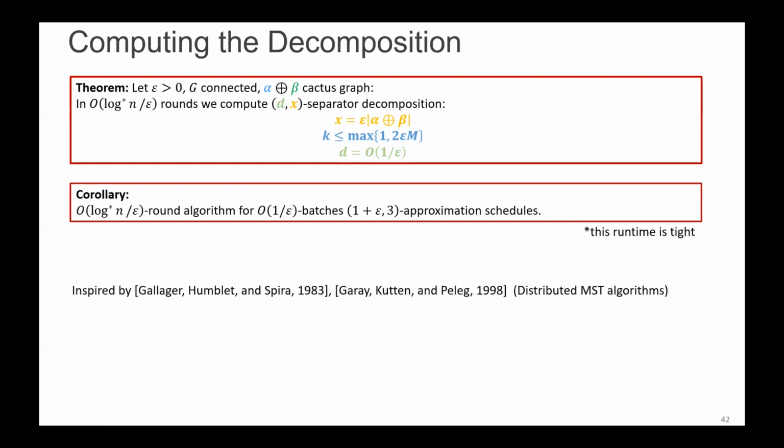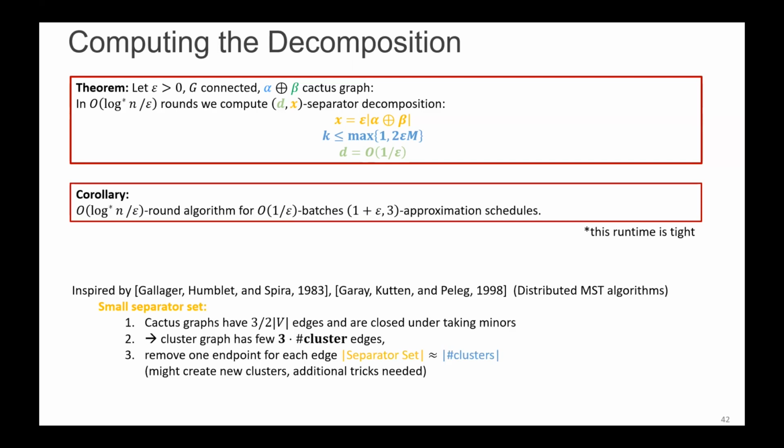Let me just say that the algorithm for this cluster merging is inspired by GHS and GKP. So these are distributed algorithms for computing MSTs. So basically what we do here is we initially make every vertex their own cluster, and then we keep merging clusters to grow larger and larger clusters. And what is the main reason why we get a small separator set? Because then these clusters are not separated.